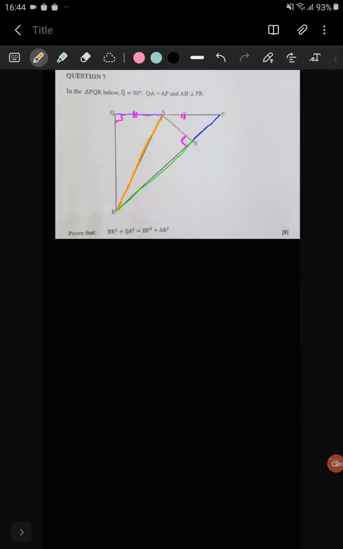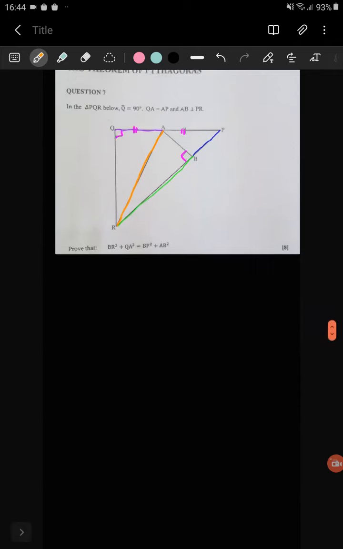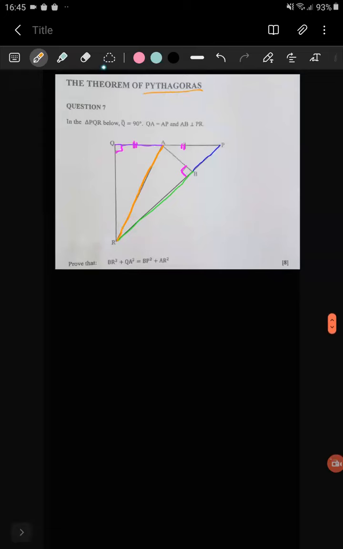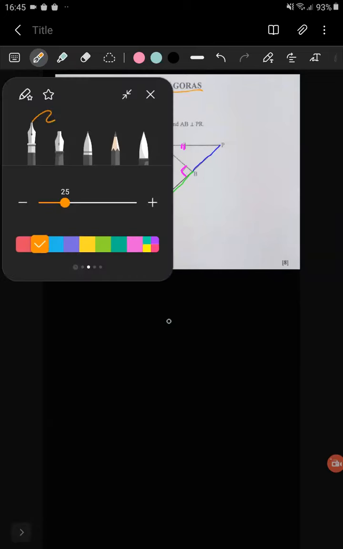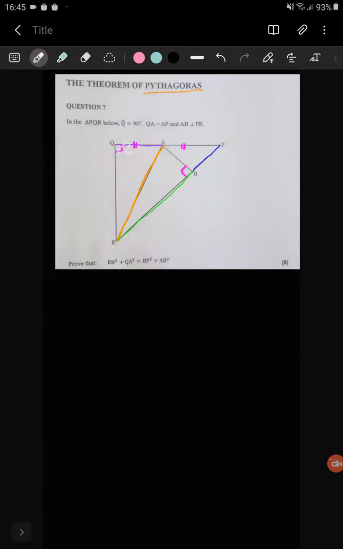So the one thing I would start off with, because we're dealing with Pythagoras, is I would write Pythagoras for each of these, without even overthinking it. Let's just write Pythagoras for each of them. So for this one here, the hypotenuse is AR. So AR squared is equal to QR squared plus QA squared. That's for triangle number one.